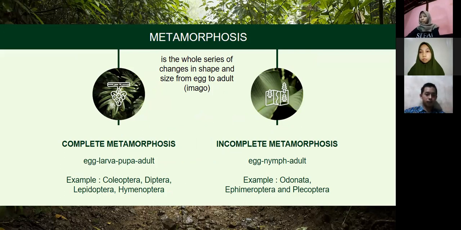Complete metamorphosis has the following phases. The eggs become larvae, then become pupa, and the last become adult. For example, Coleoptera, Diptera, Lepidoptera, and Hymenoptera. Then incomplete metamorphosis has the following phases. Egg becomes a nymph and becomes adult. For example, Odonata, Ephemeroptera, and Plecoptera.